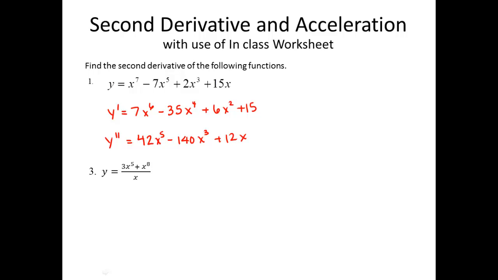All right, number 3. Before I can do this, I have to prep my rational expression here by subtracting the exponents. So I'm going to subtract these to get 3x to the 4th, and then plus, I'll subtract the 8 and the 1 to give me x to the 7th. Now I'm going to use the power rule to find the first derivative, and I get 12x cubed plus 7x to the 6th. I'll do the second derivative now, because that's what the directions are asking me, and I'll get 36x squared plus 42x to the 5th.